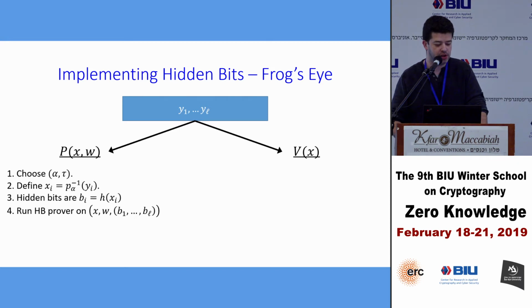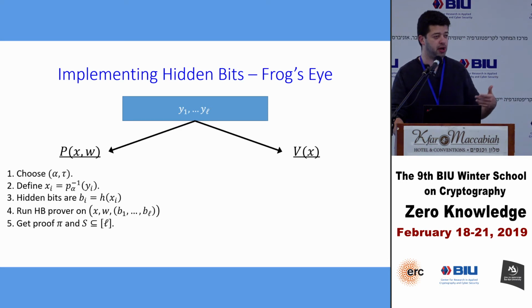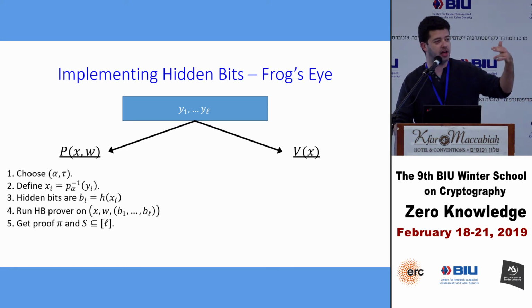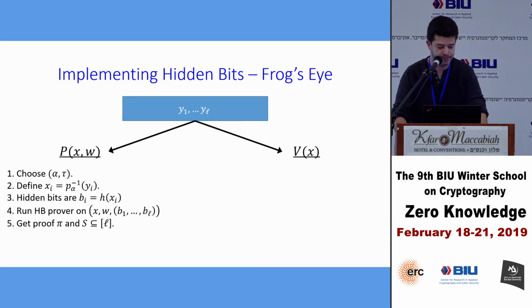Now that our hidden bits are defined, we can run the hidden bits prover. What the hidden bits prover likes to see is the input x, the witness w, and this list of hidden bits. So we've defined them, b1 up to bl. Now the hidden bits prover responds with a proof pi and with a subset of bits to which we want to point our laser, which we want to open.